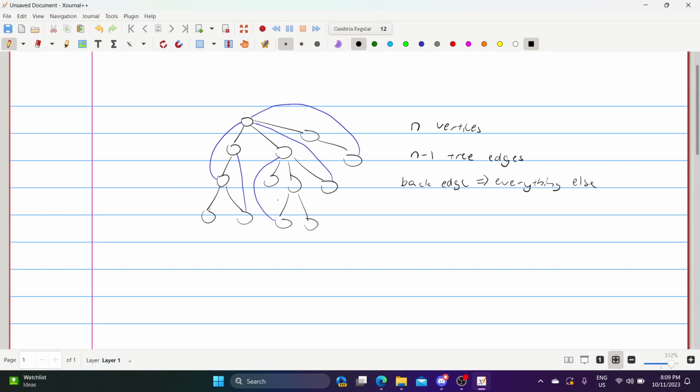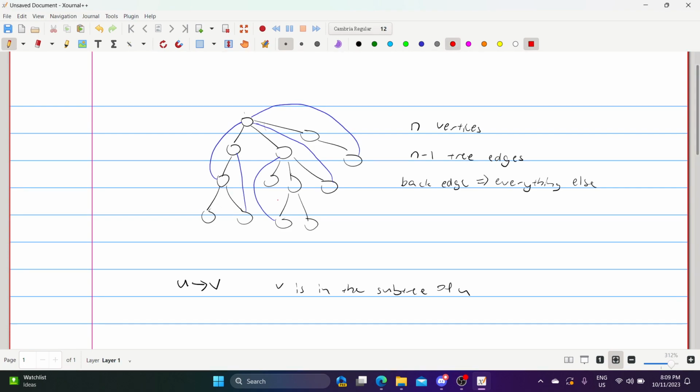Okay, and then an interesting property about a back edge is that it always goes from bottom to top. So let's say the back edge is from U to V. It is guaranteed that if U is the higher element, then V is in the subtree of U. At least for undirected graphs, and we are working with undirected graphs here.